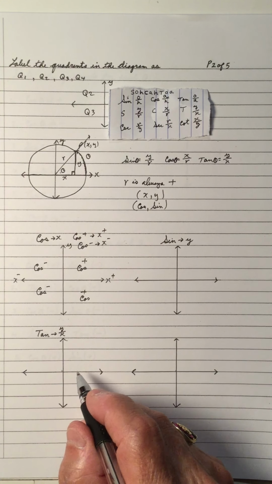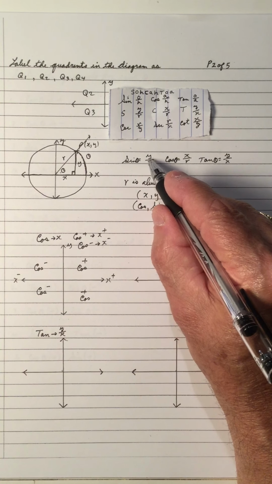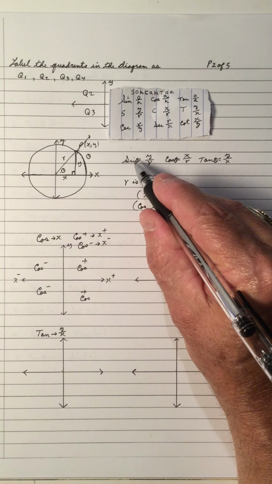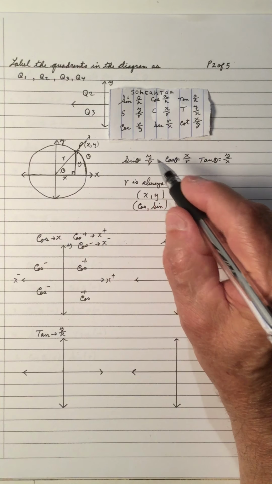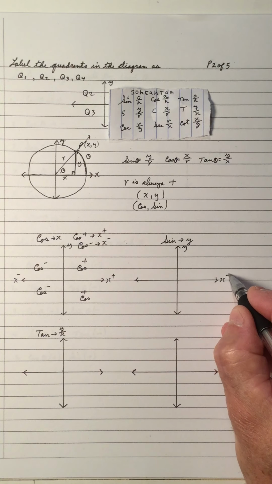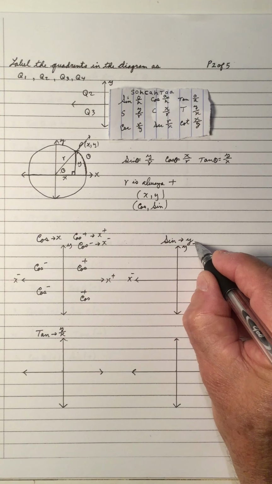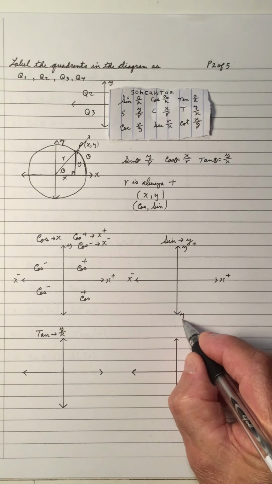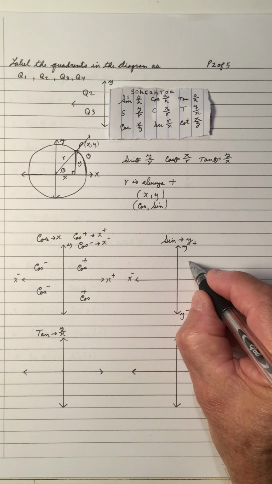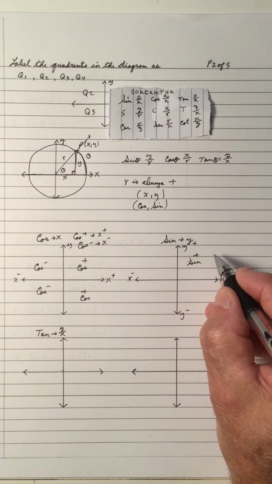Sine is associated with the y. Sine is y over r. The r is always positive. So sine is positive when y is positive, and sine is negative when y is negative. So this is the x and this is the y. x is positive here, x is negative on this side. y is positive up here, and y is negative down here. So y is positive right here, and that means if y is positive, sine is positive.